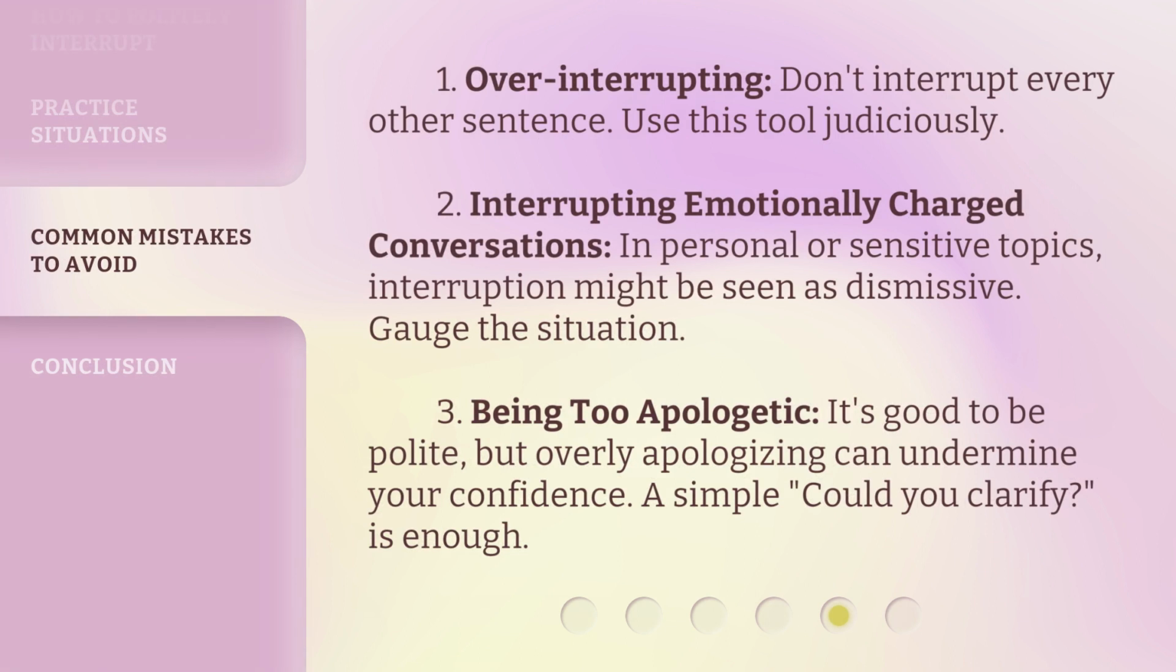One, over-interrupting. Don't interrupt every other sentence. Use this tool judiciously. Two, interrupting emotionally charged conversations. In personal or sensitive topics, interruption might be seen as dismissive. Gauge the situation. Three, being too apologetic. It's good to be polite, but overly apologizing can undermine your confidence. A simple, could you clarify, is enough.